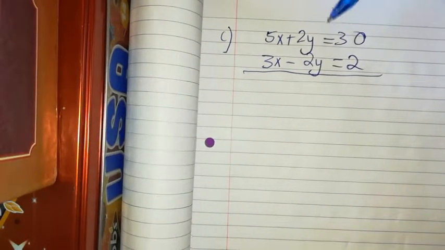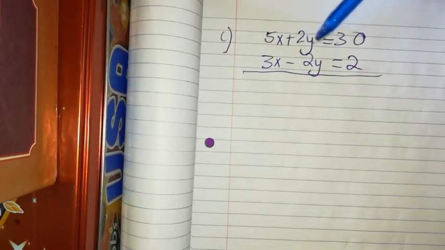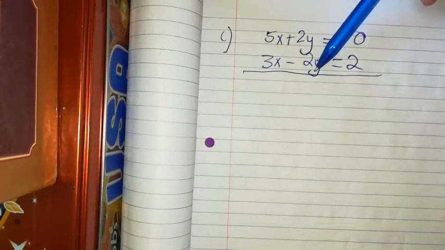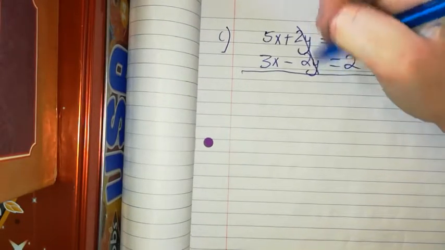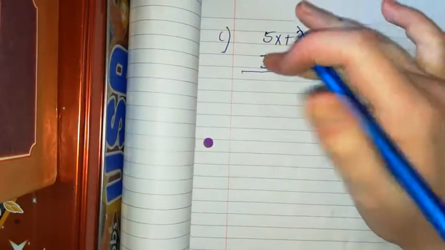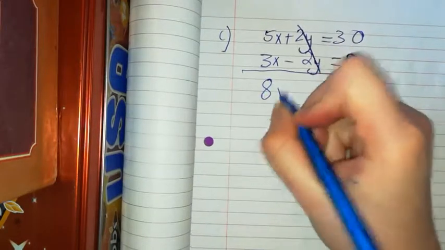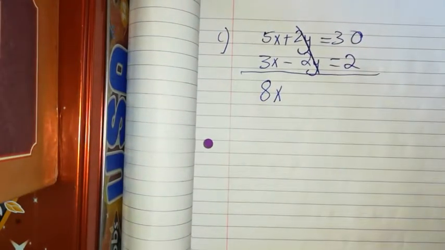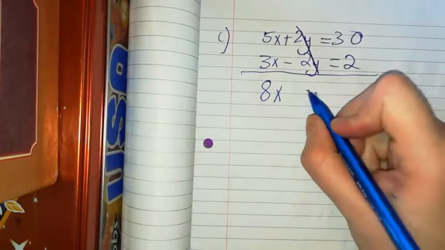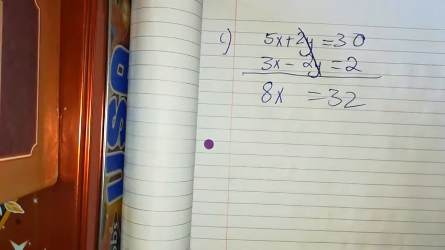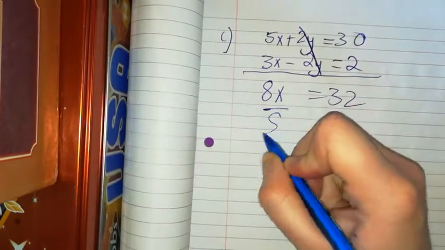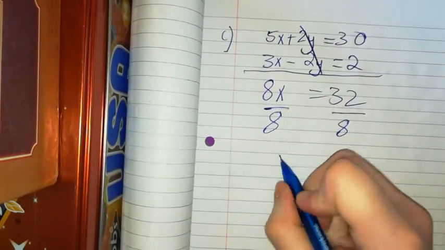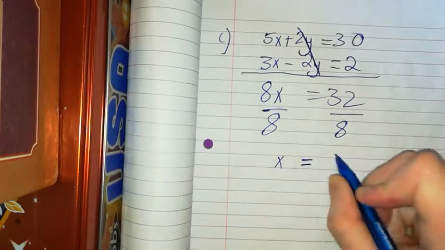If we look at this, the y's already have the exact same number attached to them, and they have opposite signs, so we can cancel them already. Then we put our 5x and our 3x together and we get 8x, and then 30 and 2 together and we get 32. To get what x is, we divide both sides by 8, and then we get x is equal to 4.